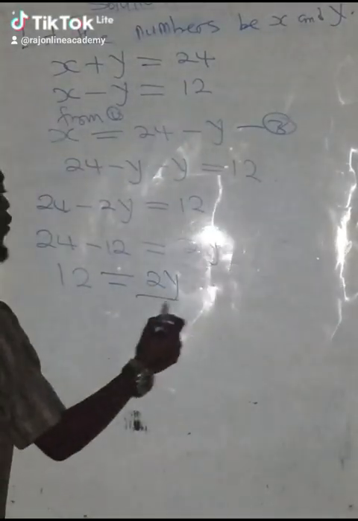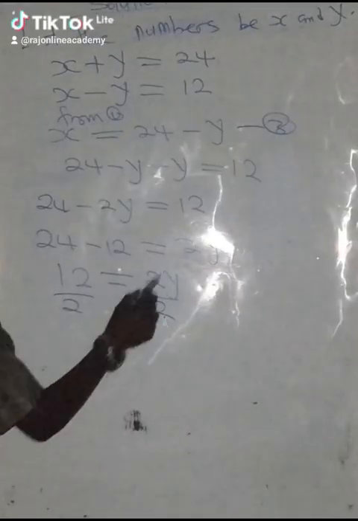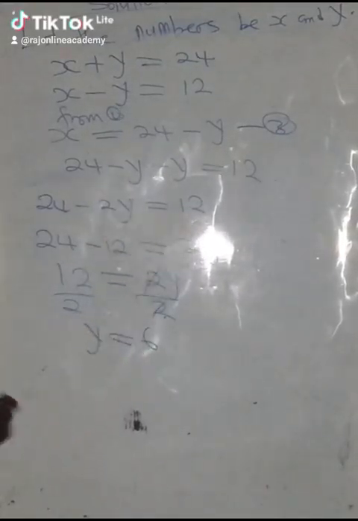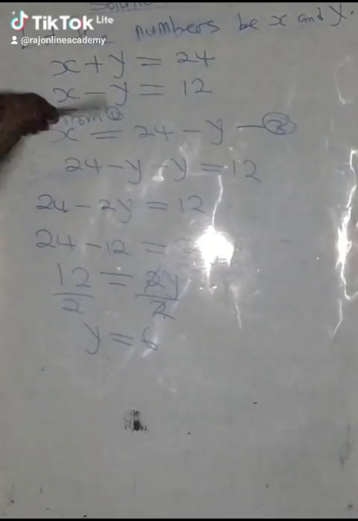This one is equal to 2y. So find the value of y by dividing both sides by 2. This and this cancel. And y here is now equal to 6. We end up having the same answer. Are we okay?